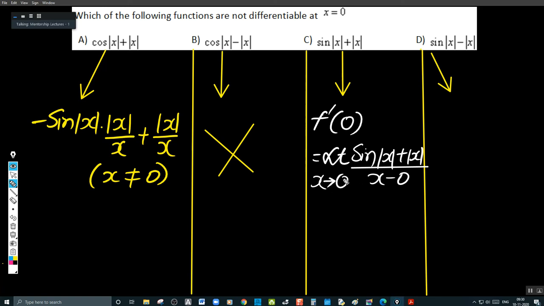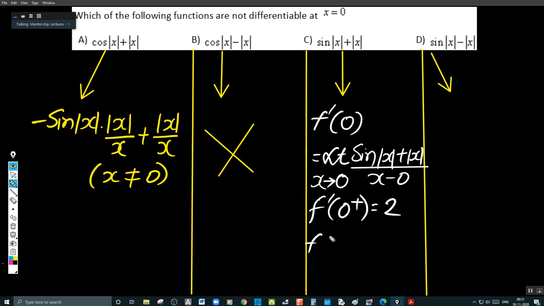Here our concern is whether the left-handed derivative exists or not. As x tends to 0 plus, that is I am writing f dash of 0 plus. Anyone, do you help me out in writing f dash of 0 plus, the right-handed derivative? This is positive. It will be (sin x plus x) by x. That will be 2. Yes, you are right.